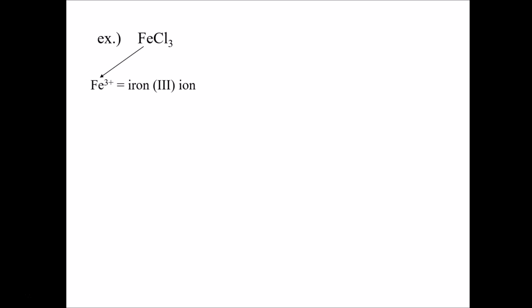Now, we already did the Cl part, right? We already figured out that Cl is called chloride. And so if we put these two names together, and we take the Roman numeral with it, it would be called iron 3 chloride.